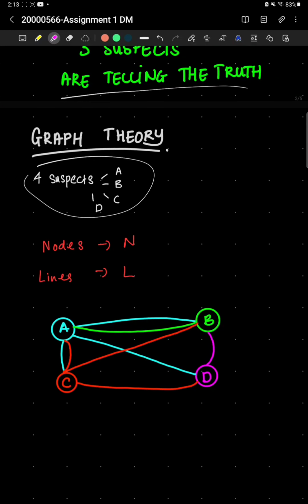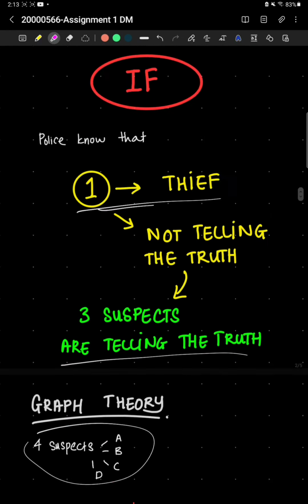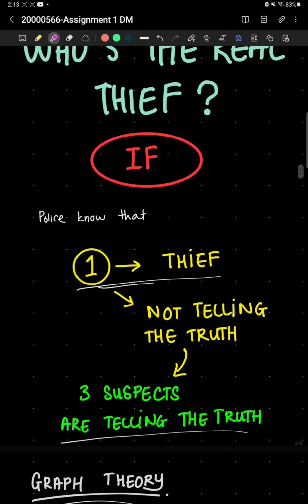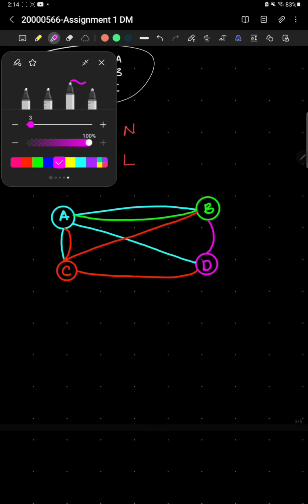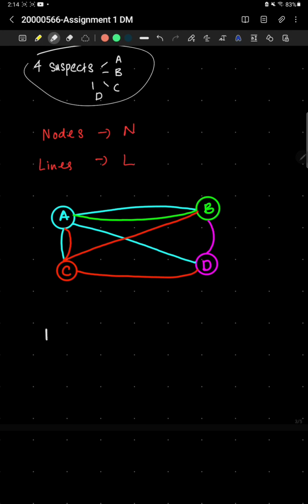So now, going back to our condition, we have only one thief and only one not telling the truth. That means that 3 suspects are telling the truth. So now we are going to do it like this. Let me choose white color first. So now, the one that is telling the truth.